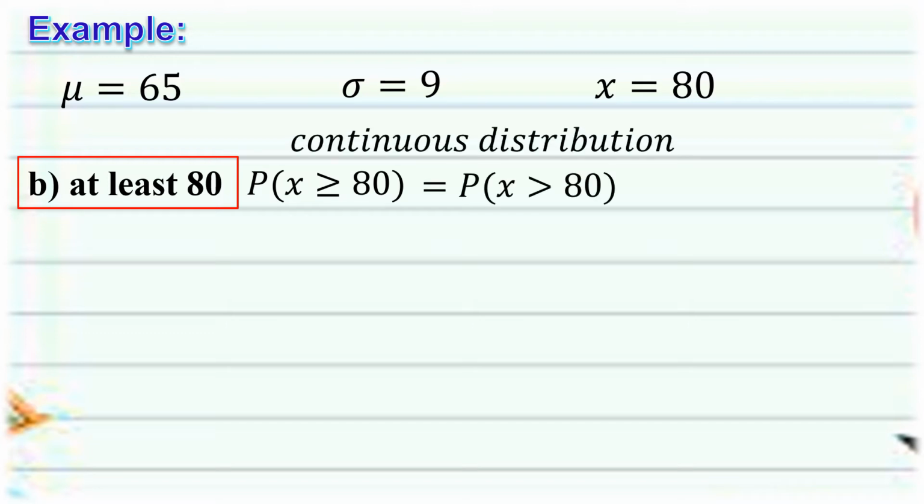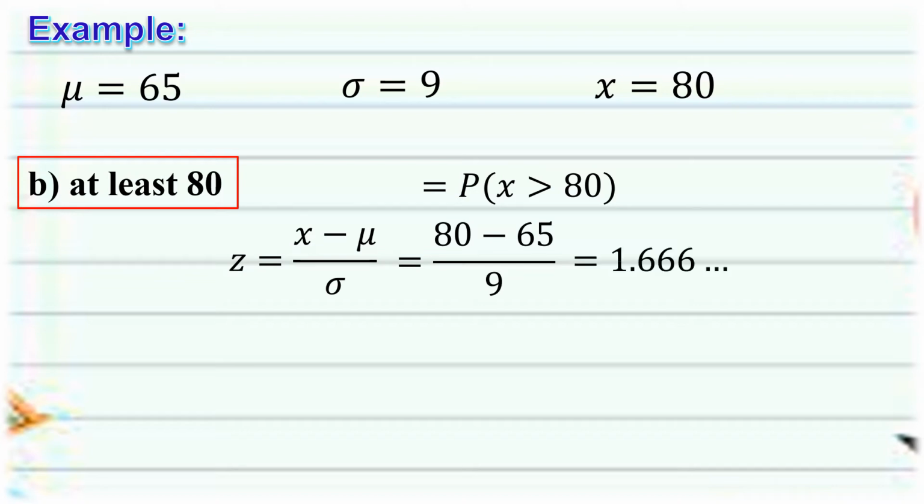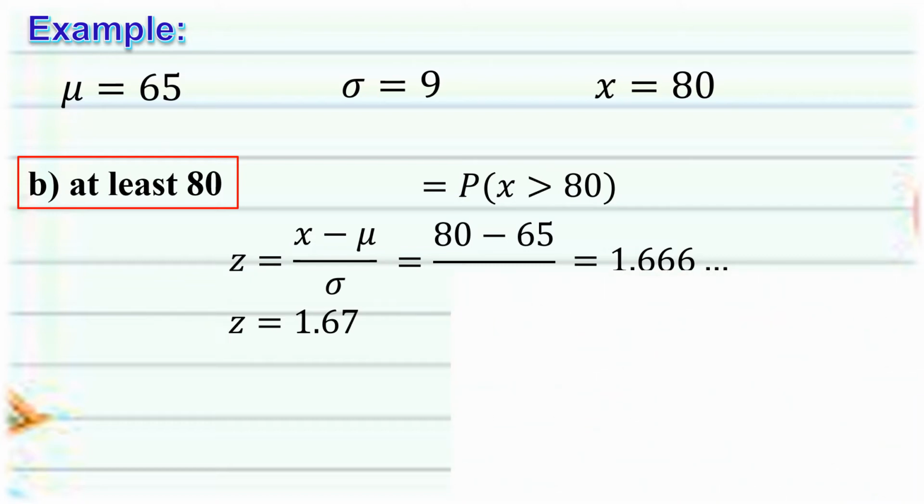In a continuous distribution, it is equal to the probability of x greater than 80. So let us concentrate on the probability of x greater than 80. In doing this, we are going to use the formula z = (x - μ)/σ. Substituting all the values, we get (80 - 65)/9, which is equal to 1.666 and so forth. Rounding off to two decimal places, we have 1.67. Now let us take a look at the area of z = 1.67 in the table.